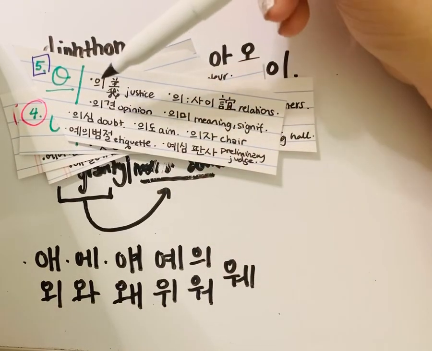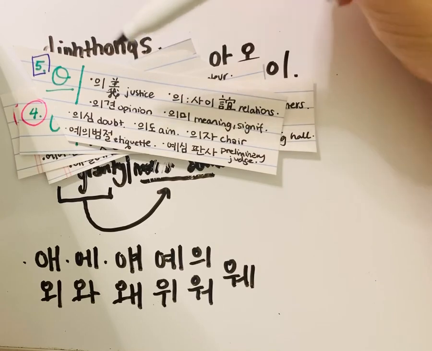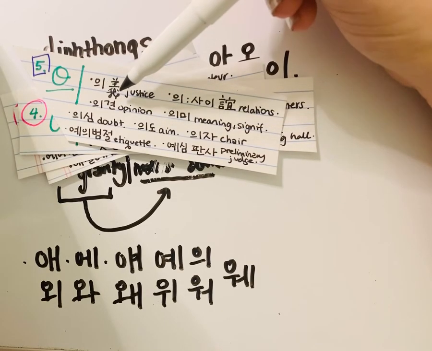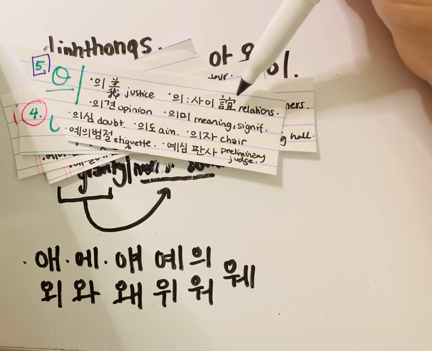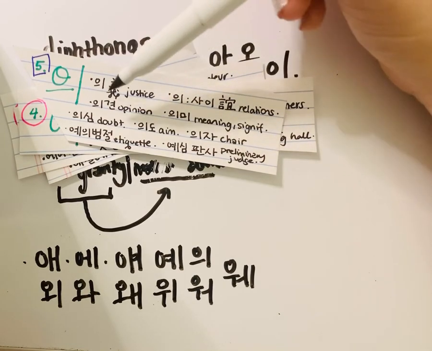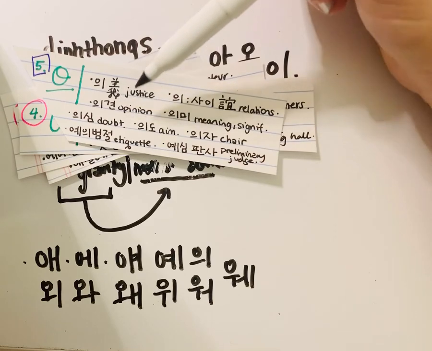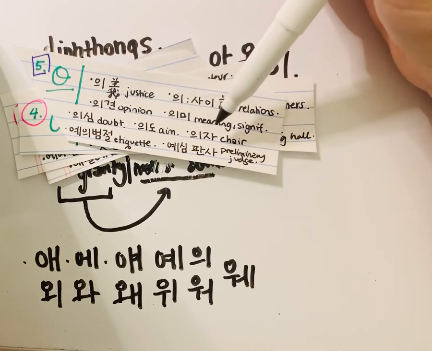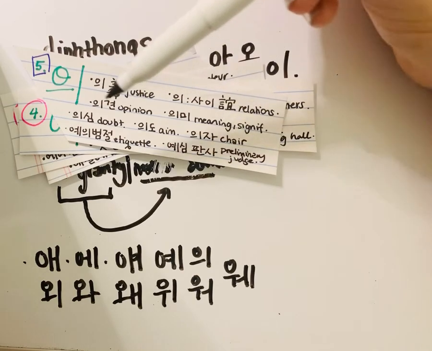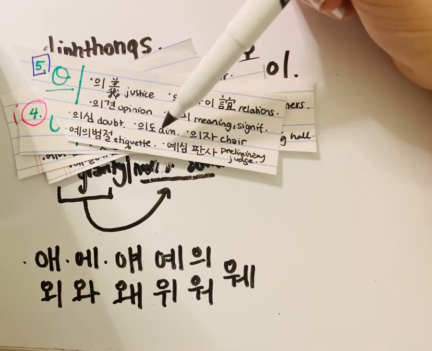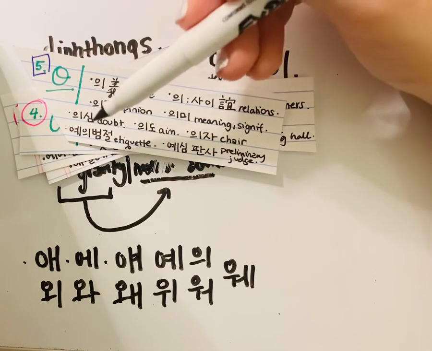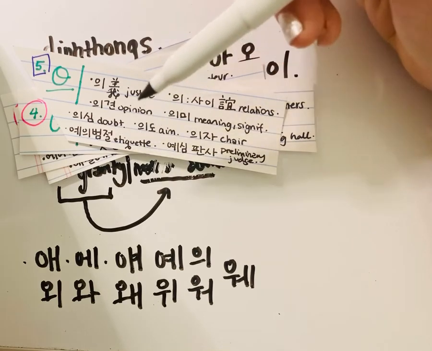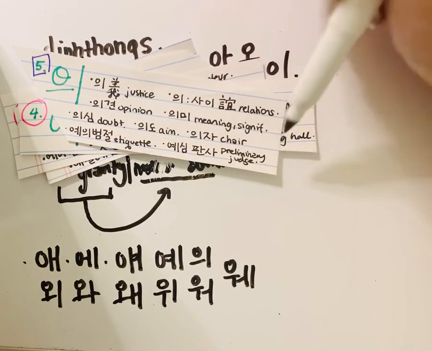Fifth, we have 위, which I think is the hardest. 위 can mean justice with this character. 위 can also mean 사이, as in relations with this character. We use it commonly in words like 의견, an opinion, 의미, a meaning. It's also 정의, which means definition. 의심, to doubt. 의도, an aim. 의자, a chair. 예의범절, etiquette. 예심판사, a preliminary judge.